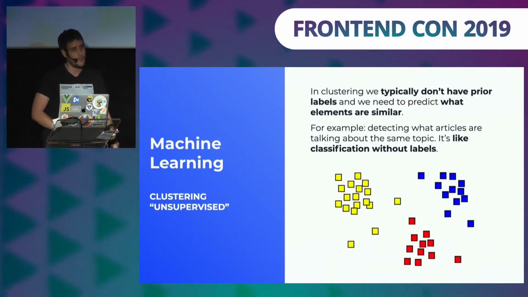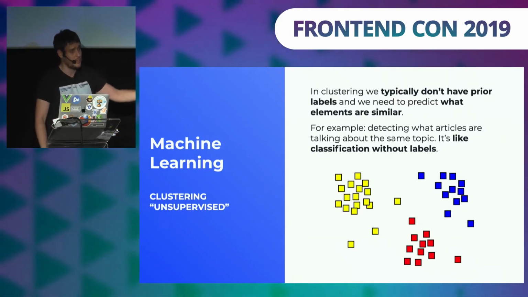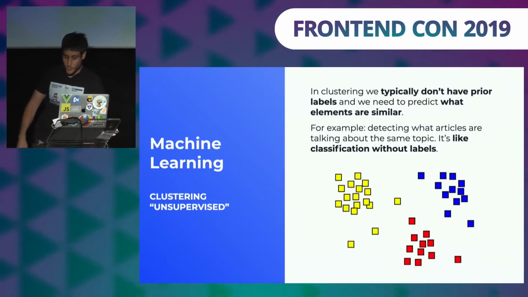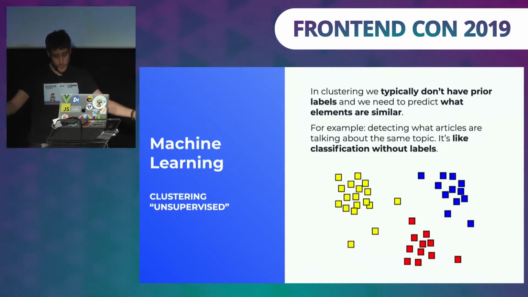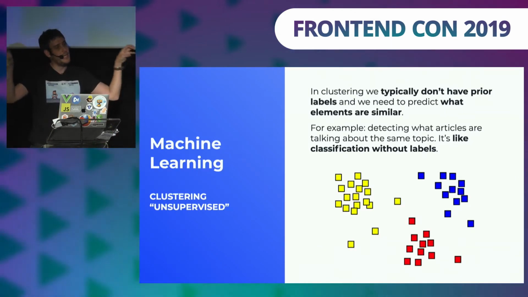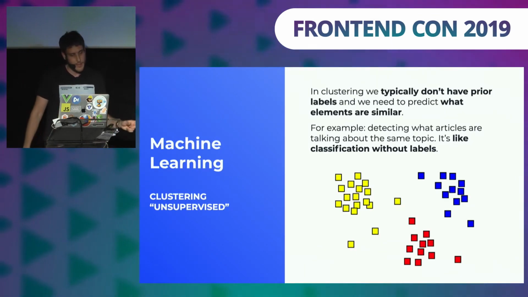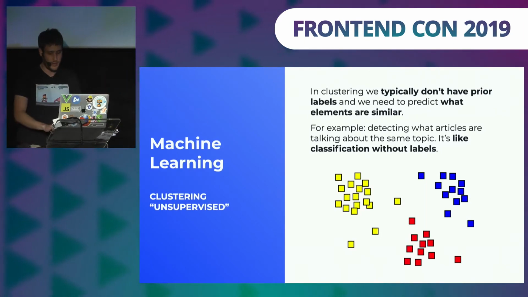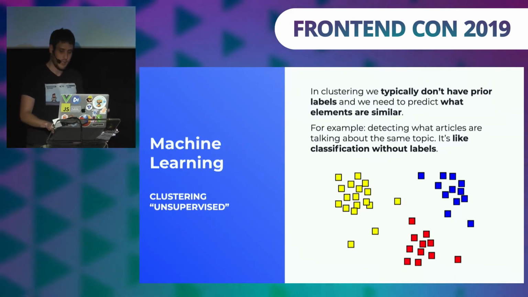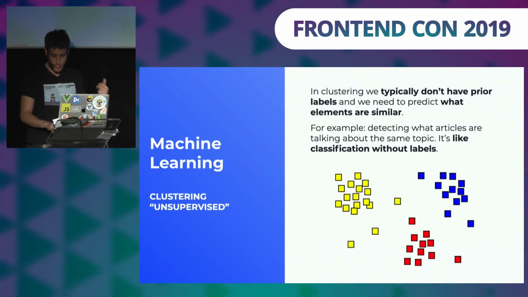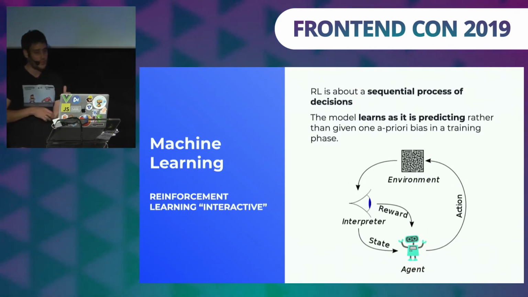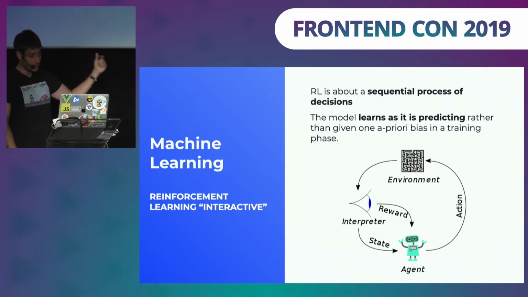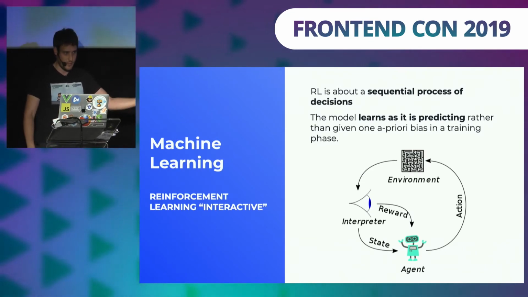So we want to figure out what articles are about sports, what articles are about computer science, and what articles are about other topics. And we just define a similarity between elements, and we find the most similar elements. So that's just clustering. It's another form of machine learning. And the third type is reinforcement learning. In reinforcement learning, we have a sequential process of decisions, and we learn as we are predicting.